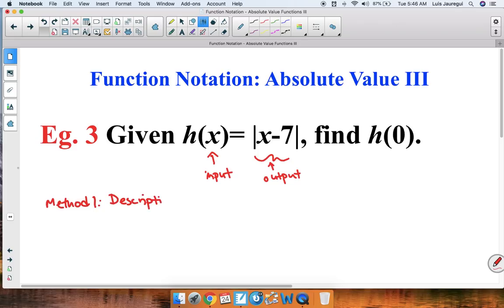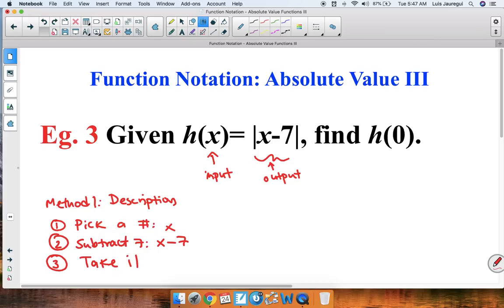Now let's see, how do we generate the function h of x? Well, the first thing we're going to do is to pick a number. Let's call that number x. Now, if we pay close attention, the next thing we're doing to your x is to subtract 7. And that generates the expression x minus 7. And the last thing we do is we take the absolute value of that. So take its absolute value. Now, by taking the absolute value, we obtain the absolute value of x minus 7.